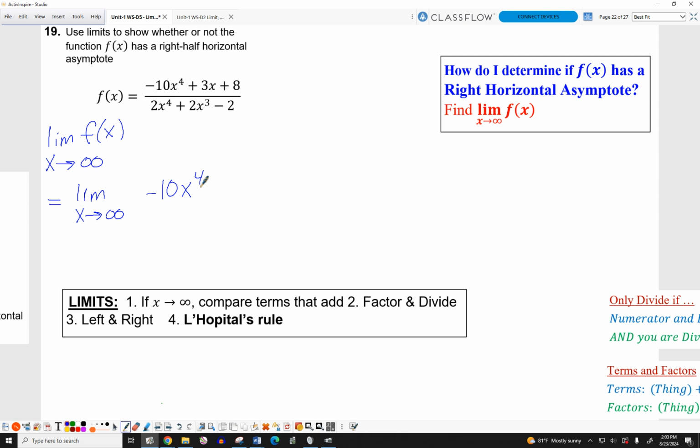Cool. Let's keep going. How about the bottom? Hands up. Hands up. There we go. Let's go, Carter. Would the dominant one be 2x to the power of 4? If you knew that, give yourself a point. Carter gets 2.